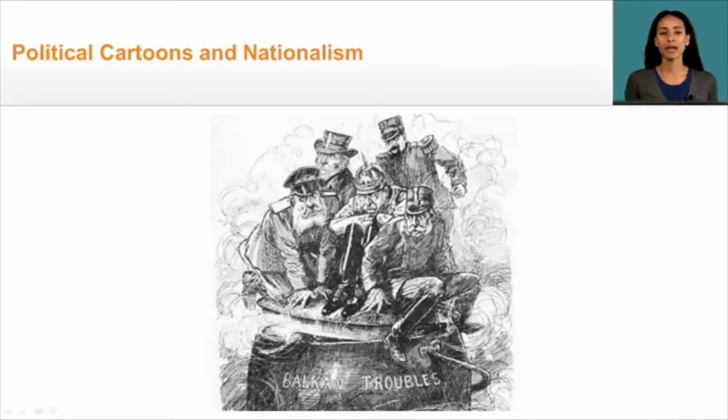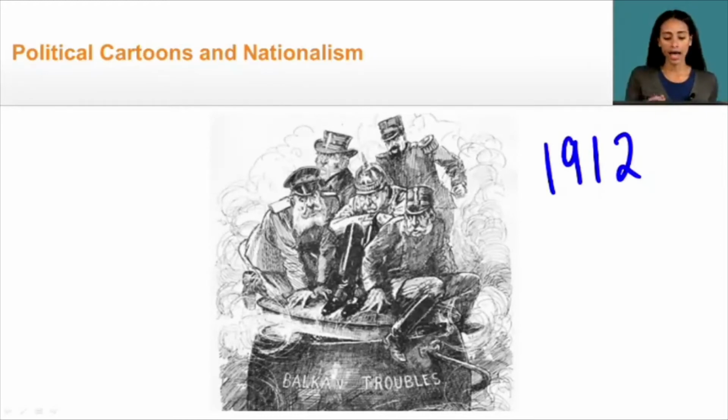One of my favorite things about studying history is looking at political cartoons, because political cartoons are written or drawn rather as current events, and they really give us insight as to how people are perceiving events as they happen. Now, this cartoon that we're looking at was published in 1912, 2 years before World War I began. And what you're looking at are men that are meant to represent major European powers. And the pot that they're sitting on, and you can see that they're all balanced very precariously. It's very uneasy, the balance that they have on this pot. And the pot is called Balkan Troubles.